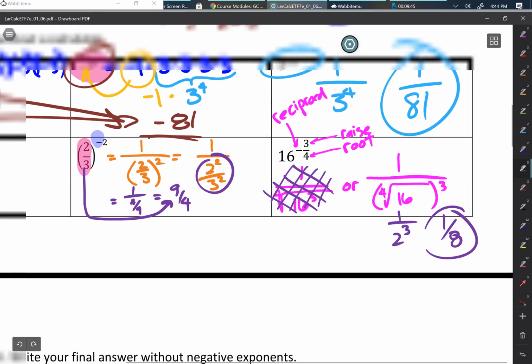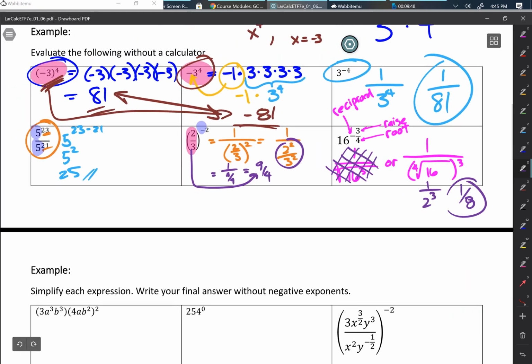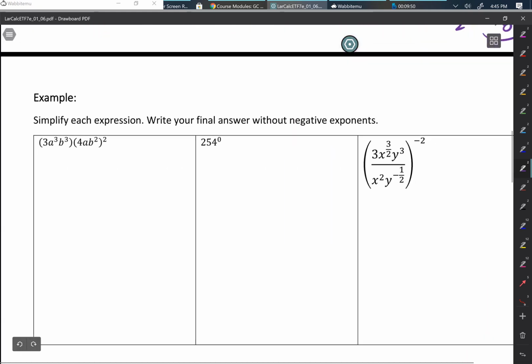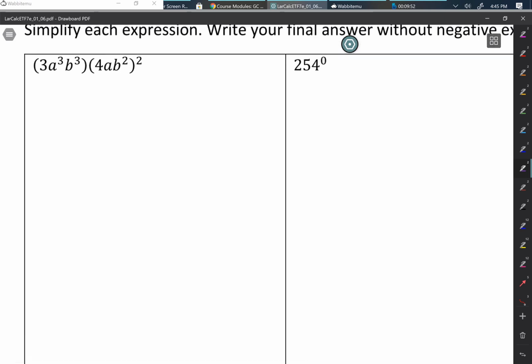So I'm just doing some simple calculations using exponents. Here are some more. All right, what's going on here? Well, I've got two terms being multiplied together, and one of those terms has an exponent attached to it.